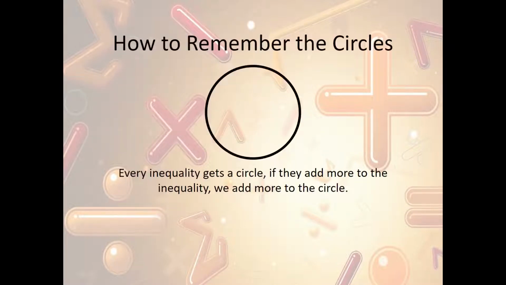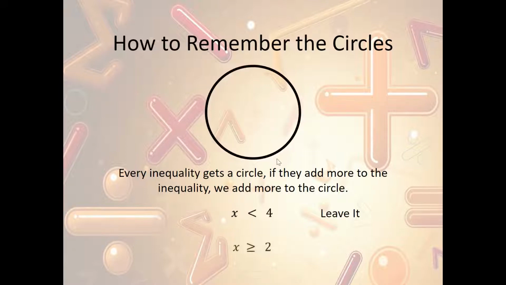So how do we remember the circles? The way we remember it is this. Every inequality gets a circle. And if they add more to the inequality, we add more to the inequality. What does that mean? Well, this is a basic inequality symbol. This is x is less than 4. Well, this is a basic one, so we start with a circle. If they don't add anything extra, meaning they don't add the bar underneath, then we leave it as it is and leave it as an open circle.